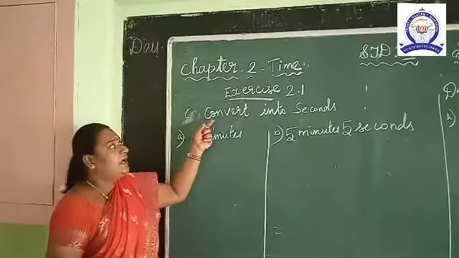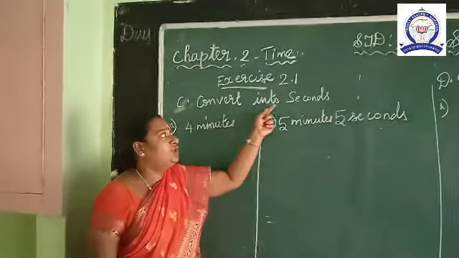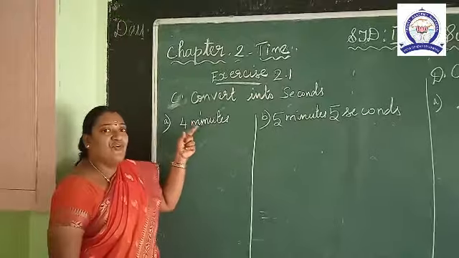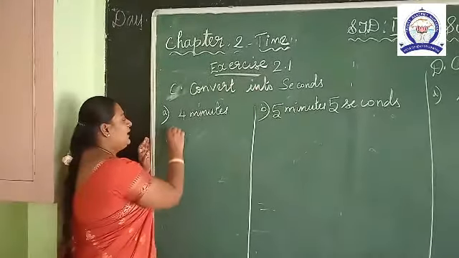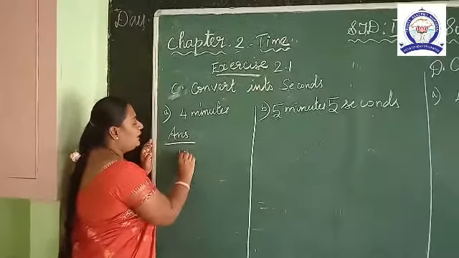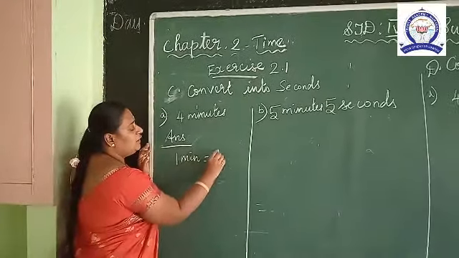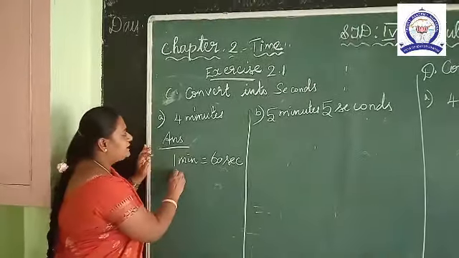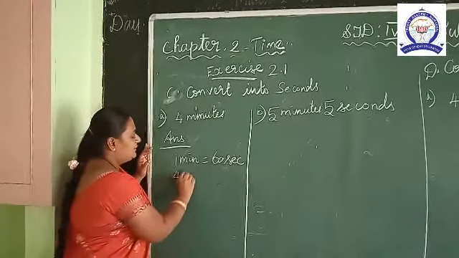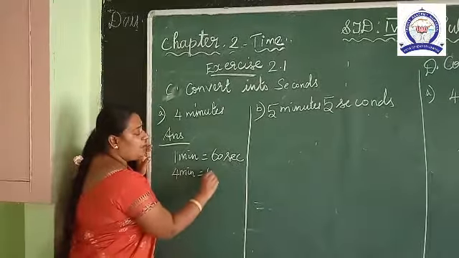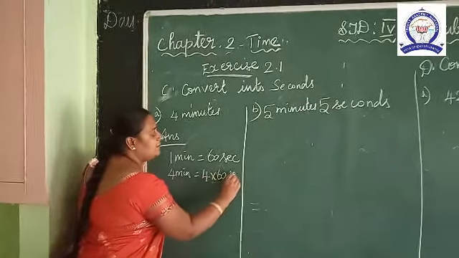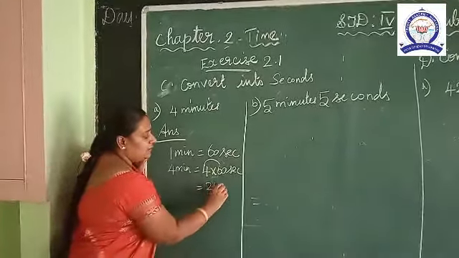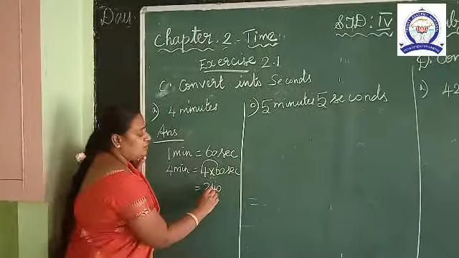Next we see some convert into seconds. Convert into seconds. The given question A, 4 minutes. We have to convert this 4 minutes into seconds. So answer. We all know 1 minute is equal to 60 seconds. So what is 4 minutes? That is equal to 4 into 60 seconds. So 6 4s are 24. You add 0 at the last. So 240 seconds.